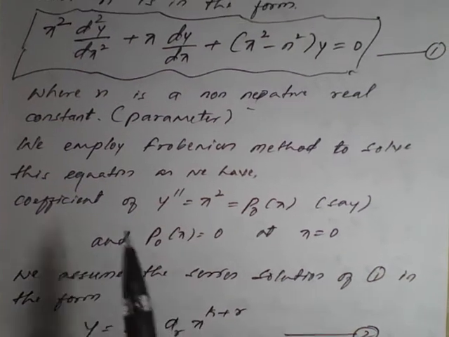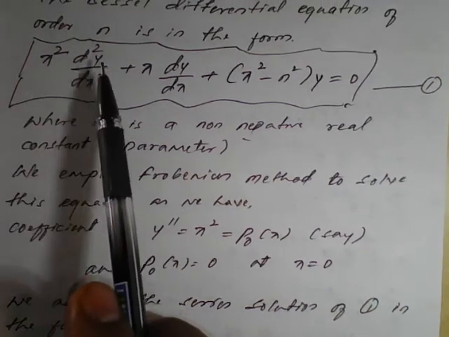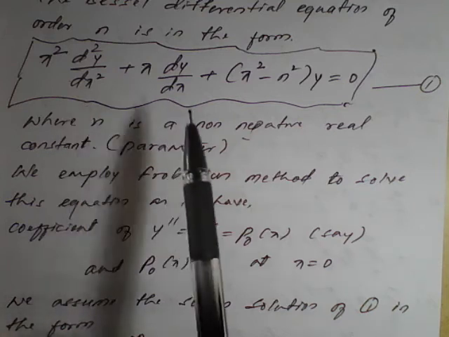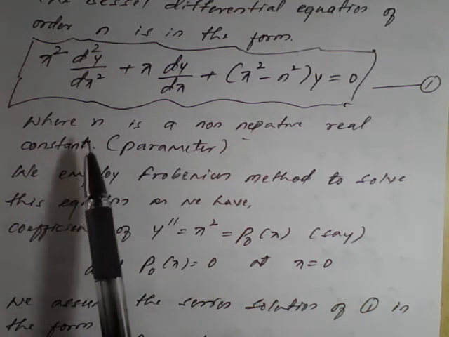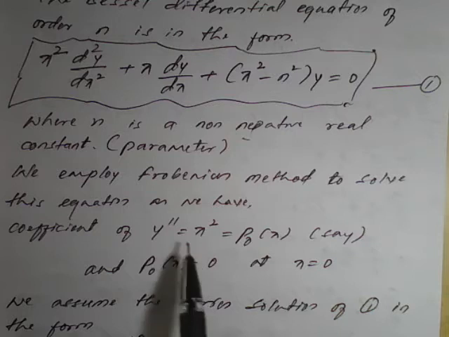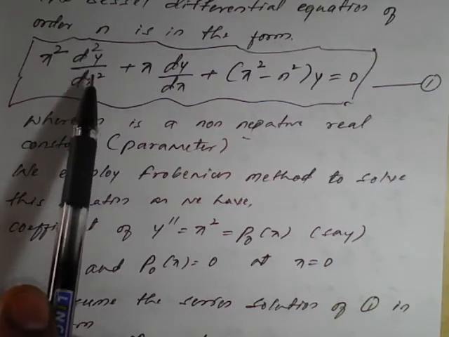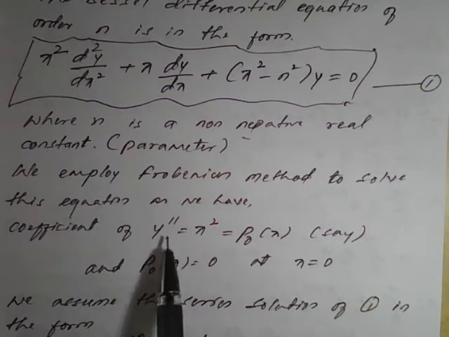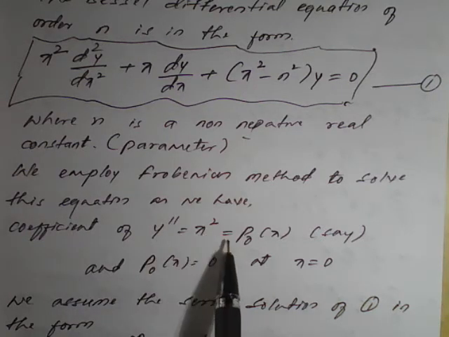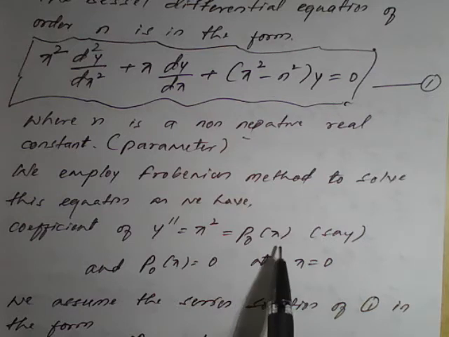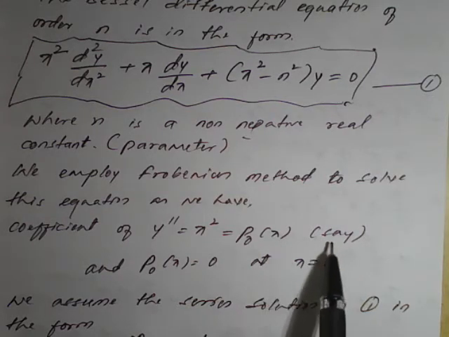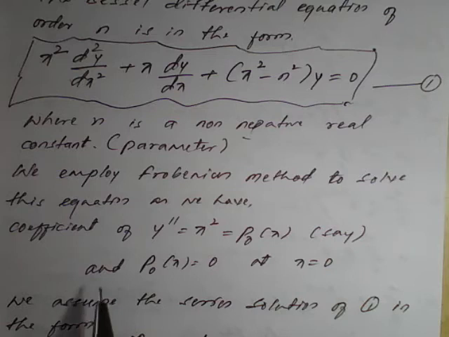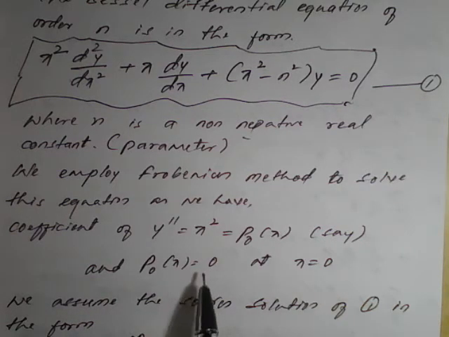Here d squared y upon dx squared can be considered as y double dash. The coefficient of y double dash is x squared, which we consider as p naught of x, and p naught of x is equal to 0 at x equal to 0. If x is 0, p naught of x becomes 0.